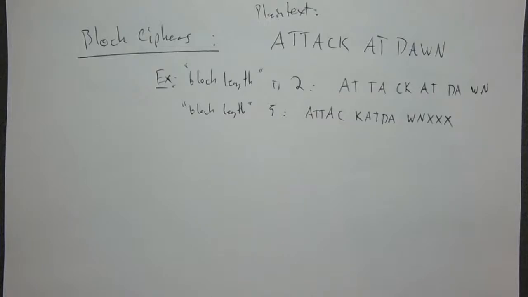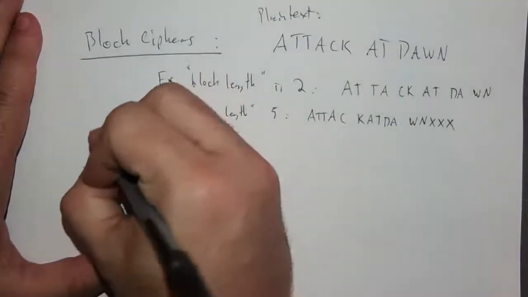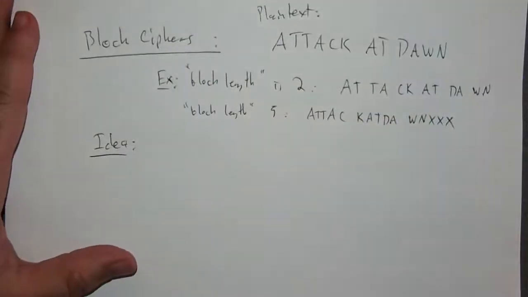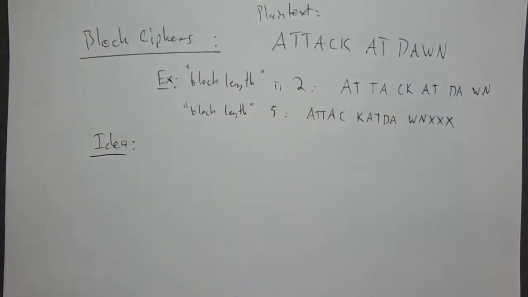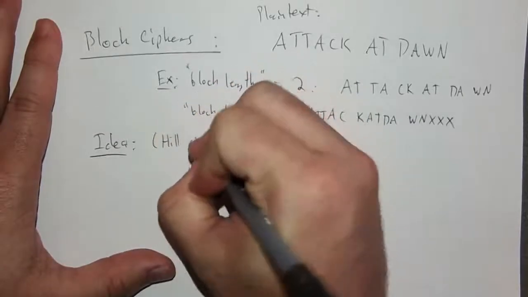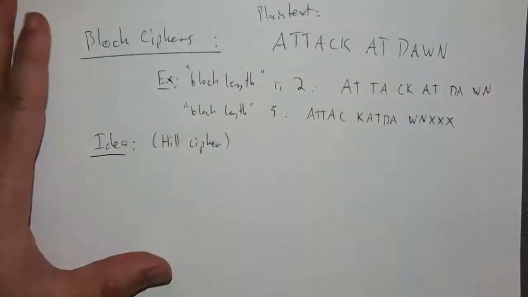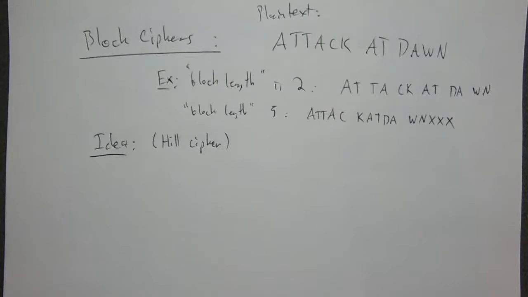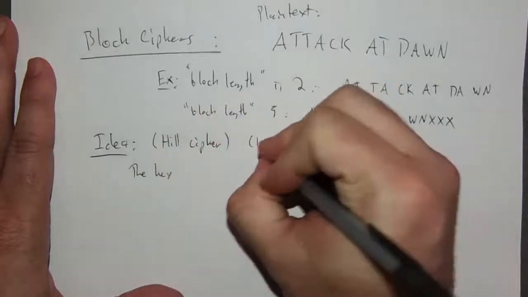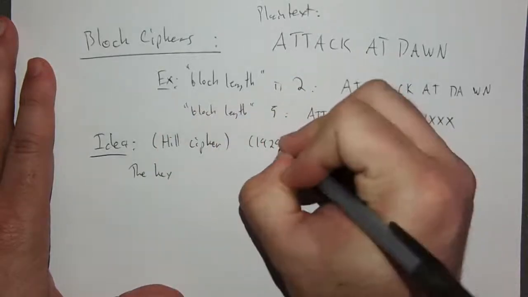So what is the idea? A simple example of a block cipher. Of course, there are multiple sorts of block ciphers, but a simple example is what's called the Hill cipher. So what is the Hill cipher? This is from 1929, I think.